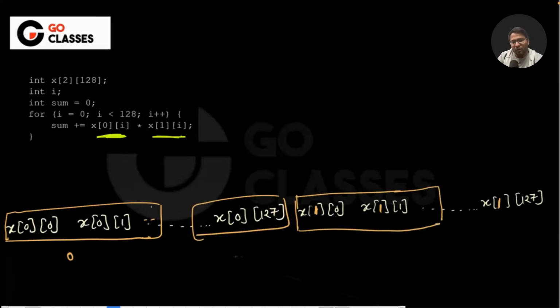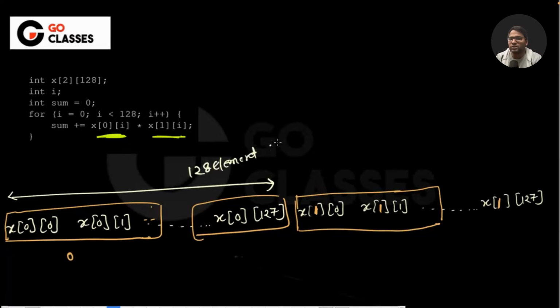See how many elements are in between. 128 elements, right? If each block contains 4 elements, then how many blocks are these? 128 divided by 4, which is 32. So these 128 elements are, in other words, 32 blocks, which means blocks 0 to 31.